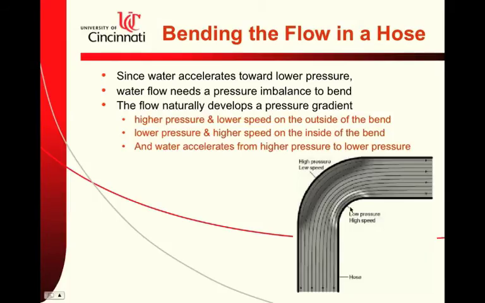which is how it turns around. So what it means is that when a hose fails, it almost always will fail on the outer end of the turn. When you have a 90-degree turn, it won't fail here, because this is the high pressure side. Water accelerates from high pressure to lower pressure.